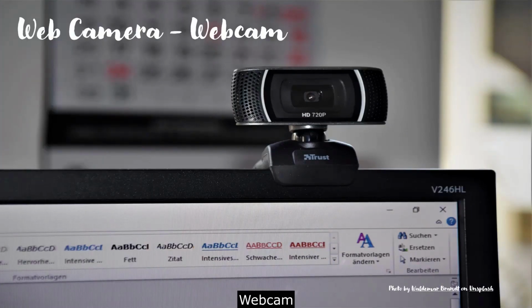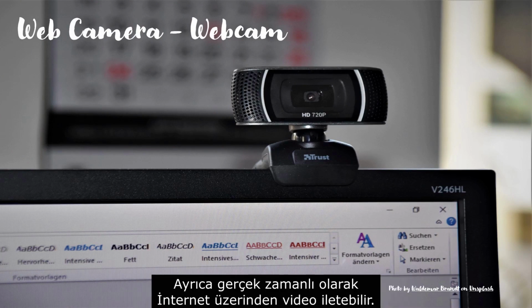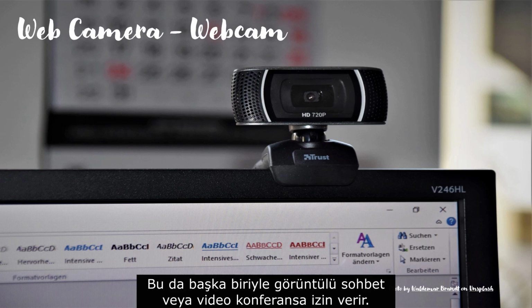Web camera. A webcam is a type of input device that can record video and take photos. It can also transmit video over the internet in real time, allowing video chat or video conference with another person.